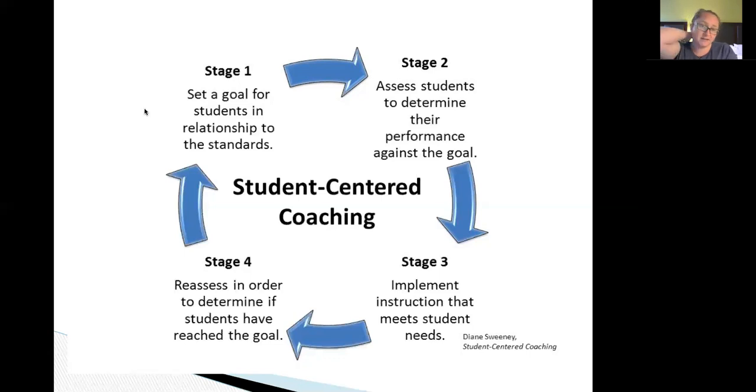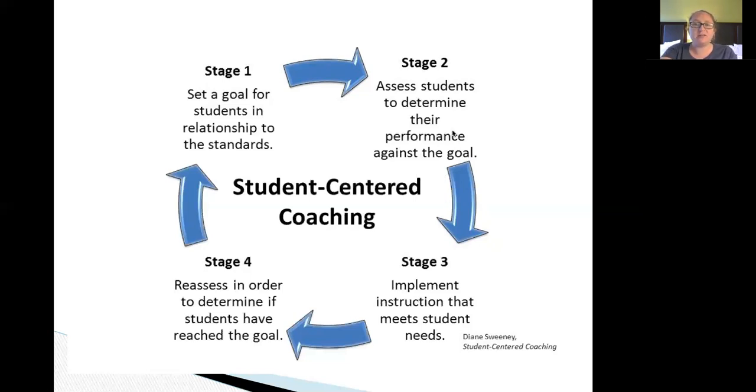So at stage one, that goal has to be in relation to the standards. Stage two, you're going to want to assess students to determine their performance against that standard. Where are they in relation to the standard? Now, that could be just looking at work the teacher has already collected. It could be you sitting in the classroom watching students perform tasks or have a discussion around a certain standard. That can look a ton of different ways, which is something you would agree on with your teacher ahead of time.